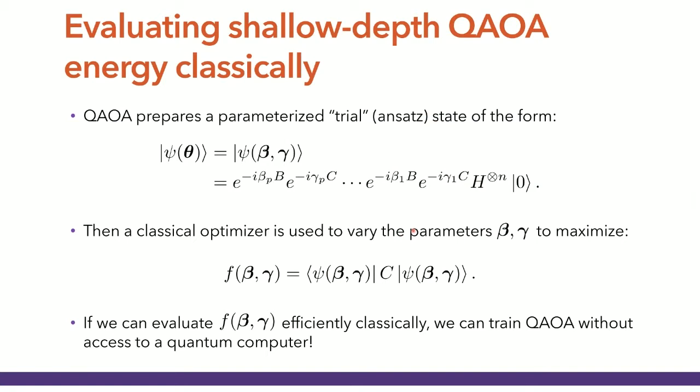Now, one nice property of QAOA is that the energy, this expected value of the sampled solution, can be evaluated without necessarily using a quantum computer in some cases. So you can do it purely classically. And then you can, using this, find optimal QAOA parameters purely classically, and then only run QAOA on a quantum computer to sample the optimal solutions.